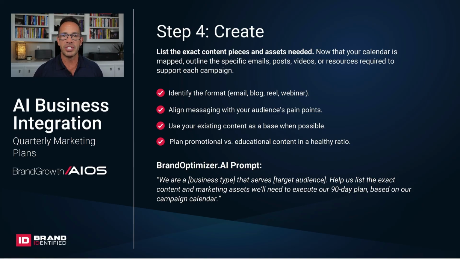And then step number 4 is to create a list of the exact content pieces and the assets that are needed. Now that your calendar is mapped out, outline the specific emails, posts, videos, and the resources required to support each of those campaigns. So identify the format, whether that's email, blog post, a reel, or a webinar. Align messaging with your audience's pain points. Use your existing content as a base when possible, and then plan your promotional versus your educational content in a healthy ratio. And then once again, I've given you another BrandOptimizer.ai prompt to help you out here with step number 4.